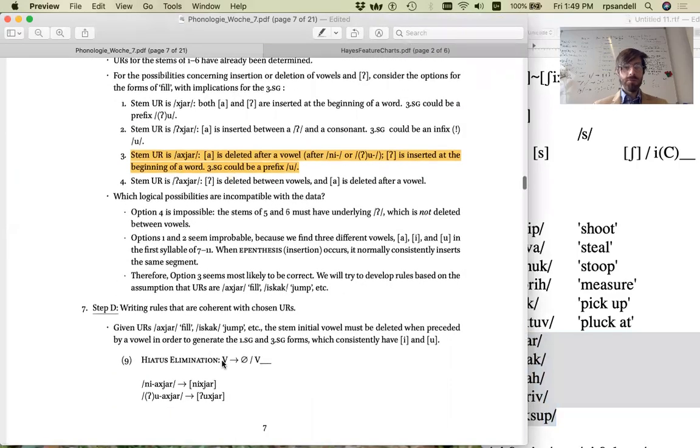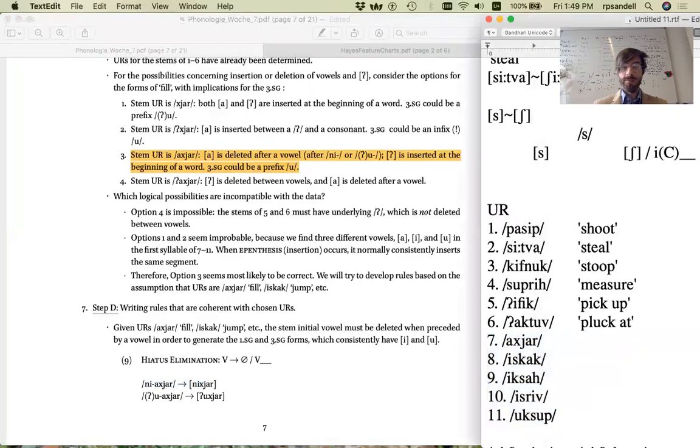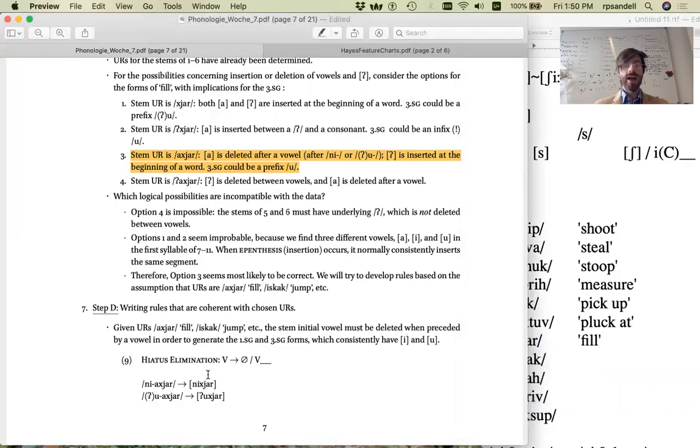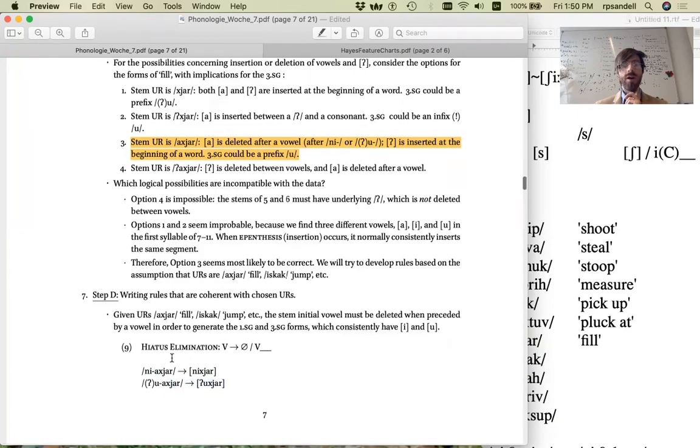So this rule then is fairly simple. It just states that a vowel is deleted if it is preceded by another vowel. So the underlying form for the first singular form of the verb, meaning fill, will be ni-ahyar, and vowel hiatus elimination deletes the a, and the third singular form will be u-ahyar, and hiatus elimination again deletes the a, giving uhyar.